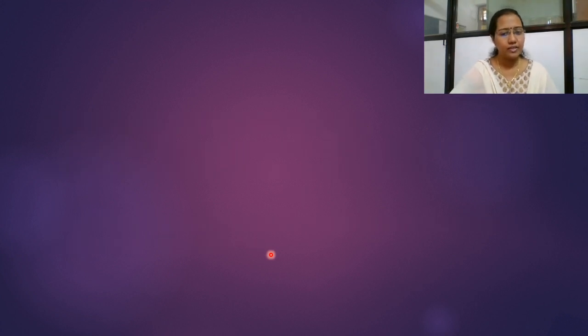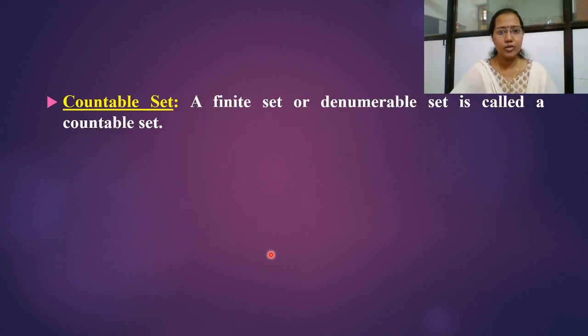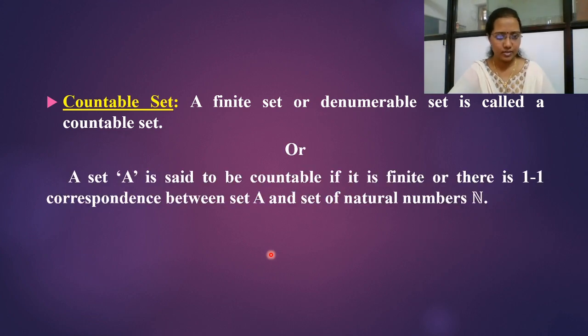Okay. Now another definition is of countable. What is countable? If the set is finite or denumerable, then it is called countable. Countable, we can count it. So either finite, we can count the finite set, or denumerable. Denumerable means there exists a 1-1 onto function between the set and the set of natural numbers. So that is a countable set. A set is said to be countable if it is finite or there exists a 1-1 correspondence between set A and the set of natural numbers.